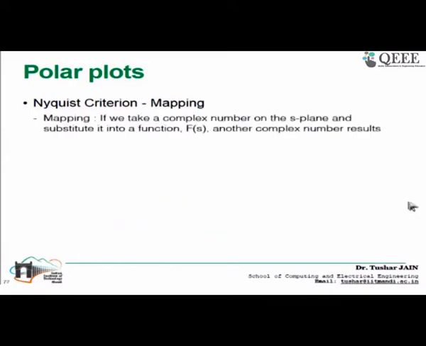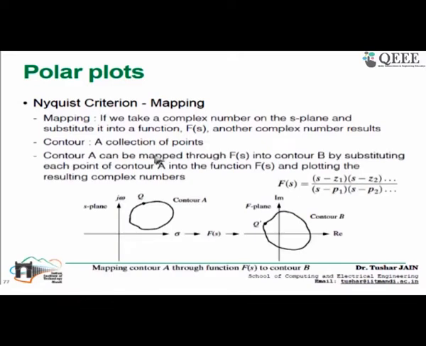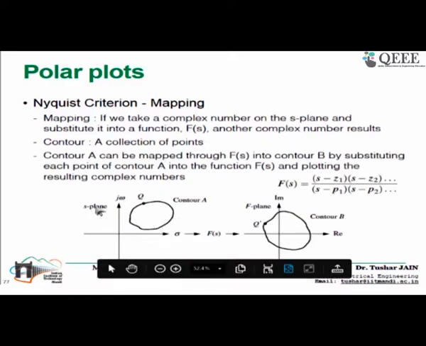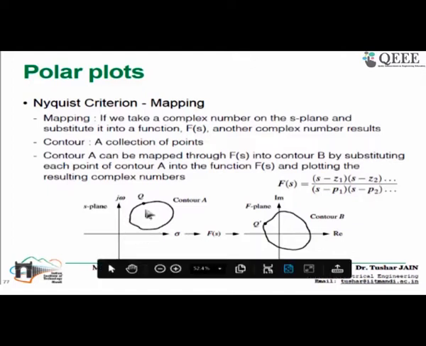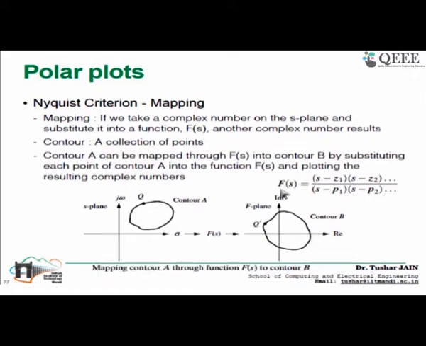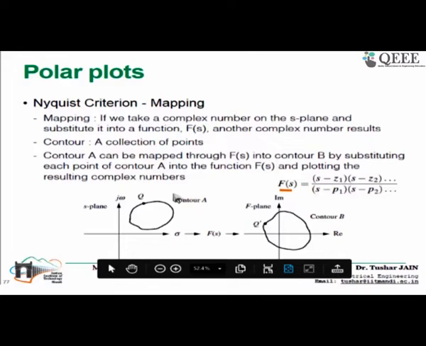If we substitute it into a function FS, another complex number results, and this collection of points is what we call the contour. So the idea is, in the S plane, generally we have the location of poles and zeros of any function. Once I have the poles and zeros locations, I make a contour A, which I specify by myself. Then if I put this into a function F of S, I map it from contour A to contour B. Basically these are these contours.